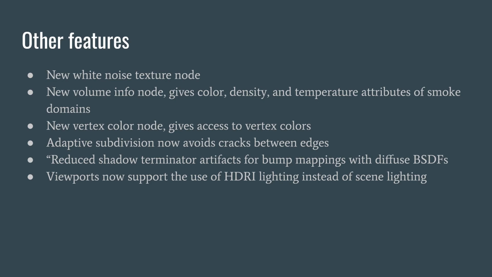The viewport now supports the use of HDRI lighting instead of just scene lighting. I'm not 100% sure on what this meant. I'm guessing that it means you have the option to just use a set HDRI instead of having to use the scene lighting. So when you swap to rendered view in Cycles, you can just use a consistent HDRI. So it's easier to model your objects with a similar background, essentially. So it's easier to streamline.